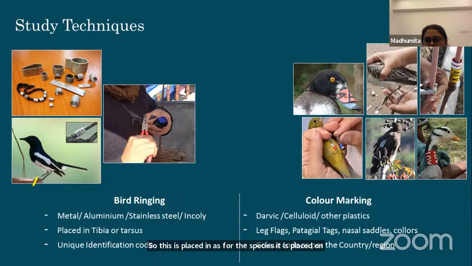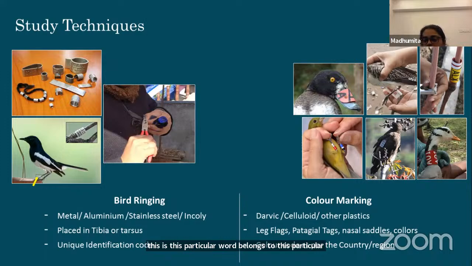Every country doing this work of bird ringing will have its individual code. So if you see a bird, for example, from India, there will be a particular address to make sure that this particular bird belongs to this particular organization, and hence you can contact them if you find the bird.